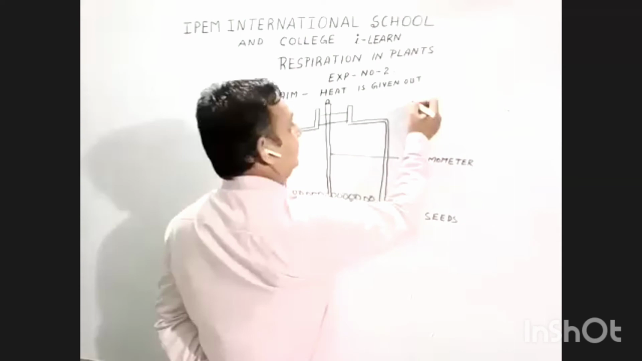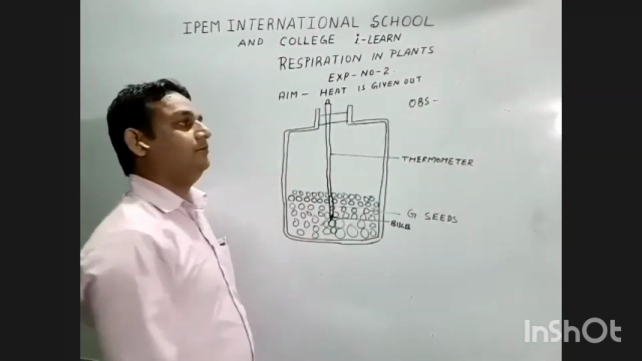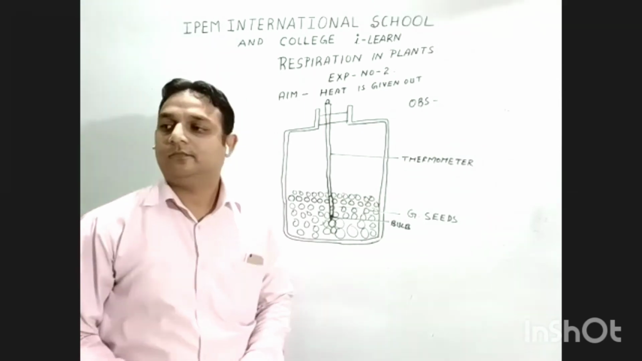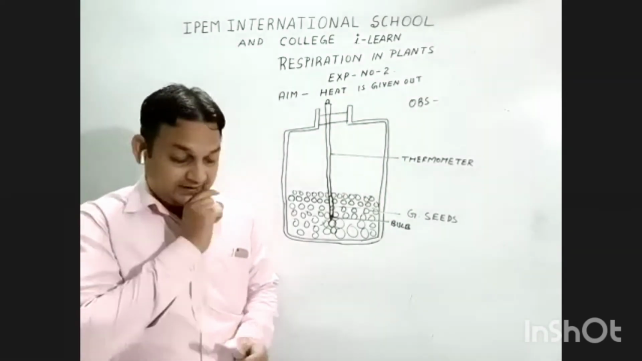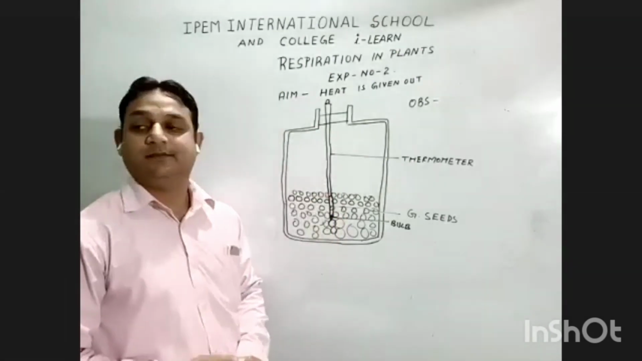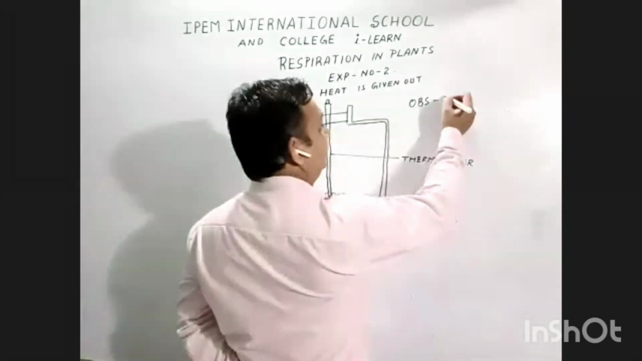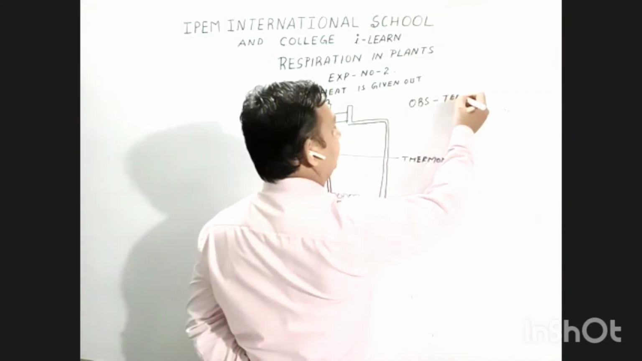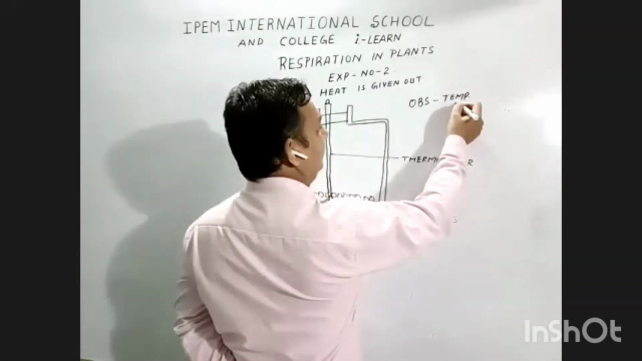After aim and method, observation. Temperature in the thermometer rises. Observation: temperature in the thermometer rises. Temperature increases.